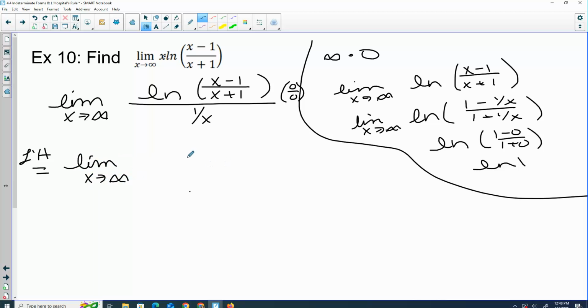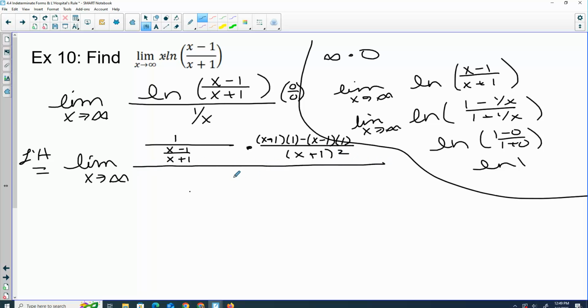How do you do a derivative of a natural log? Do 1 over the argument, times the derivative of the inside. So what do we have to do for the derivative of the inside? Quotient rule: low d-high minus high d-low, over low squared.